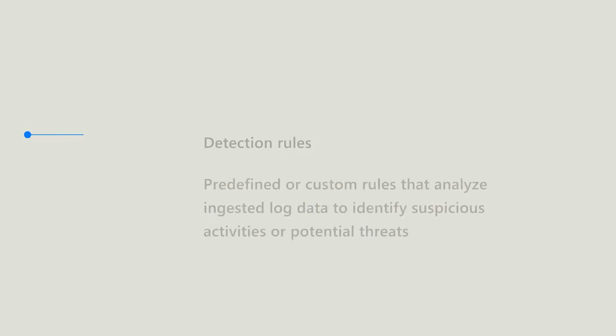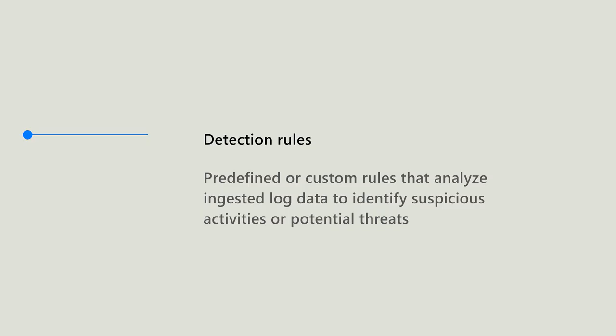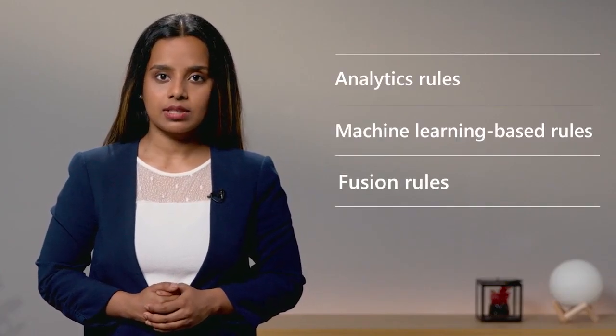Now let's explore what detection rules are and the various types of detection rules you have access to. Detection rules in Microsoft Sentinel are predefined or custom rules that analyze ingested log data to identify suspicious activities or potential threats. These rules generate alerts when specific conditions are met, allowing your security teams to respond promptly to threats. Within Microsoft Sentinel, you have access to different types of detection rules, including analytics rules, machine learning-based rules, and fusion rules. Let's explore the available analytics rules and rule templates.